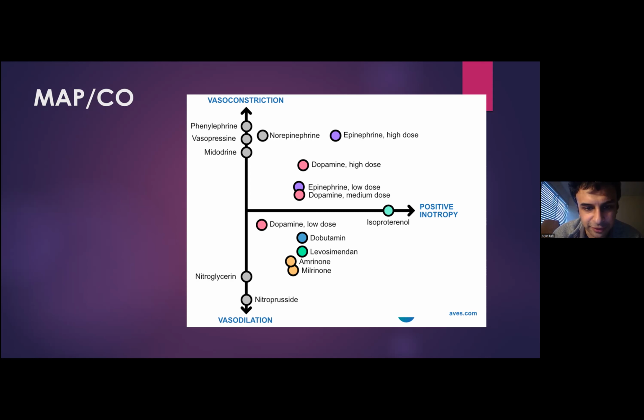Isoproterenol is pure inotropy, which is sometimes what you need as well. Epinephrine at low doses is usually inotropy. At high doses, you get some vasoconstriction too, and again, increasing afterload is risky. And the whole reason why, I'll go to the next slide now.